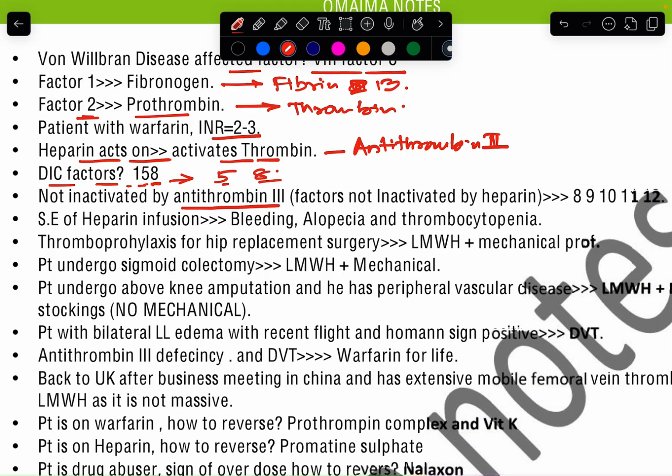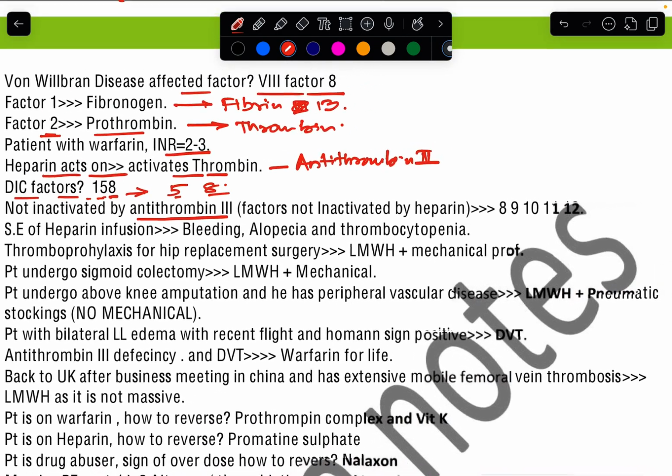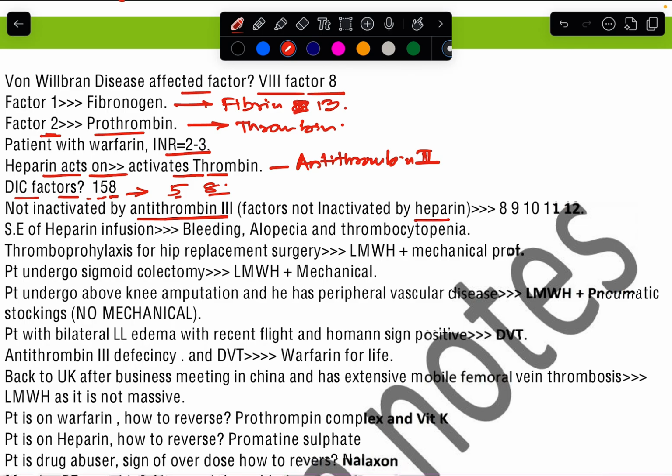It is an anticoagulant. Not inactivated by heparin. So heparin is acting through 8, 9, 10, 11, 12. So these are all factors from the intrinsic pathway. 12, 11, 9, 8, because 10 is last. So it is like this.